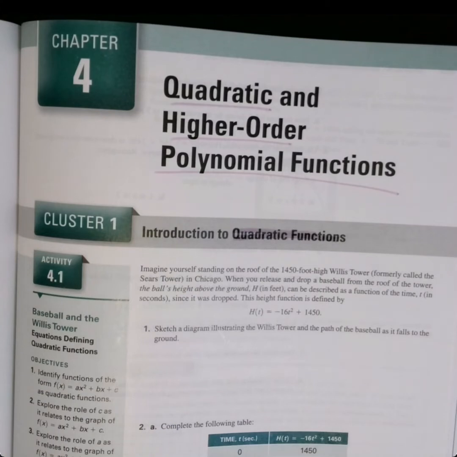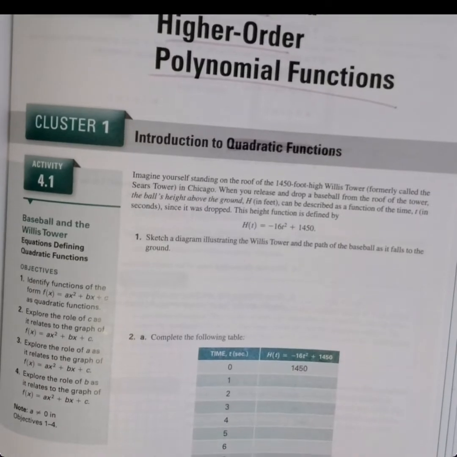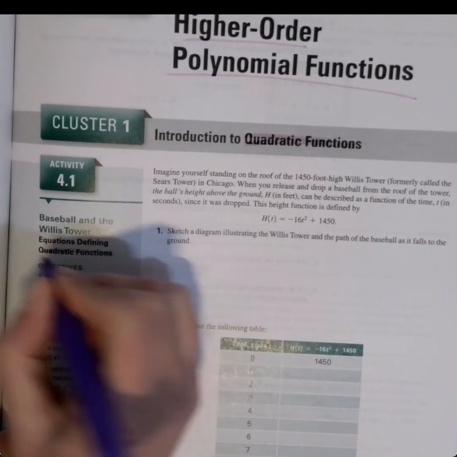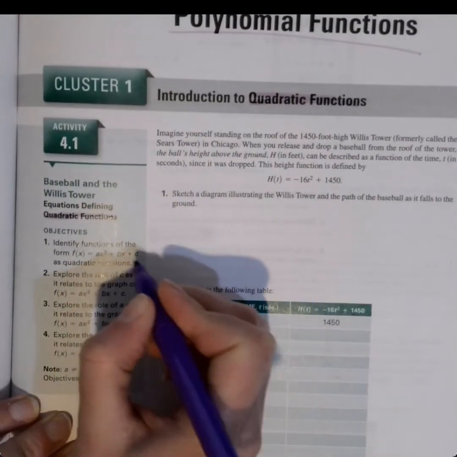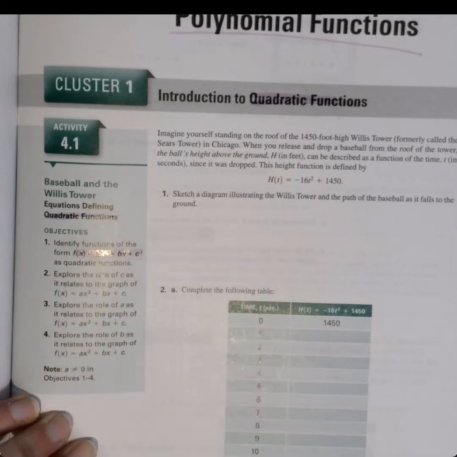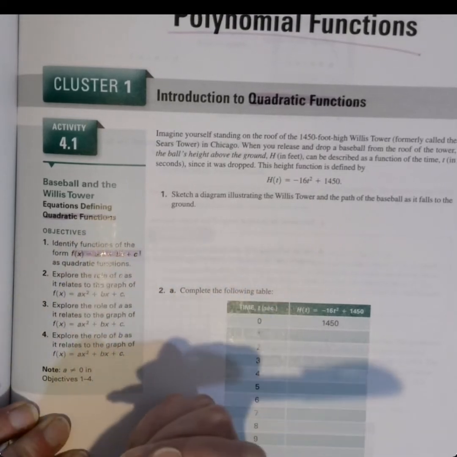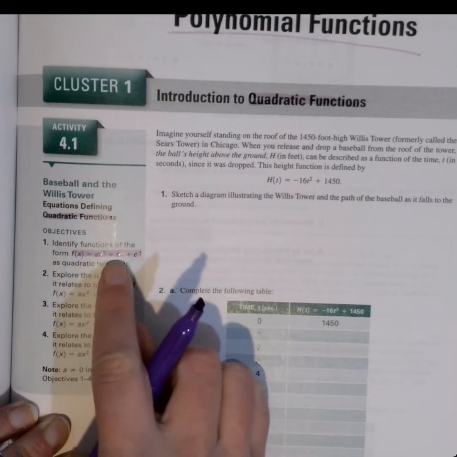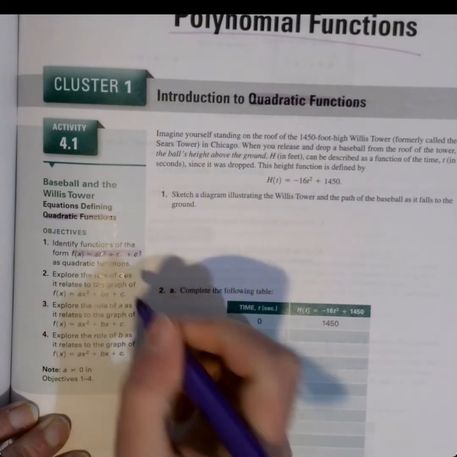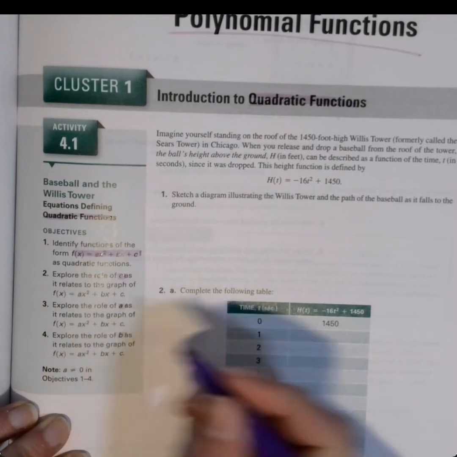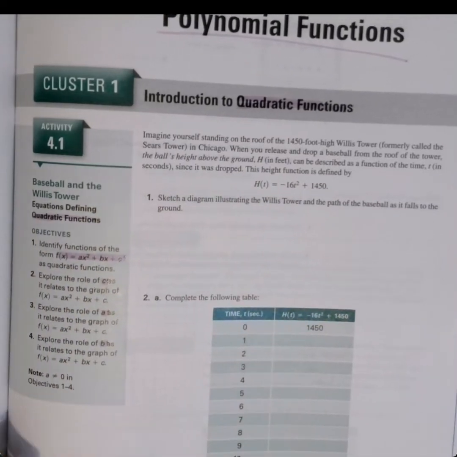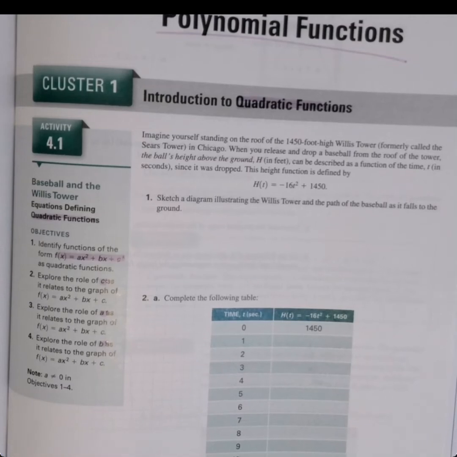So, in the first section, 4.1 here, we are going to look at some equations defining quadratic functions. We're going to talk about the form ax squared plus bx plus c of those quadratic functions. We're going to explore the role of each of those parameters a, b, and c. So the role of c, the role of a, and the role of b. Out of order, but we're going to look at each of those parameters and their role in terms of the equation. Cool. So let's get started.